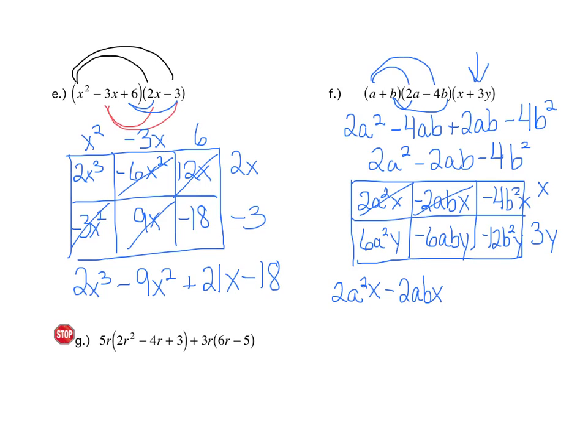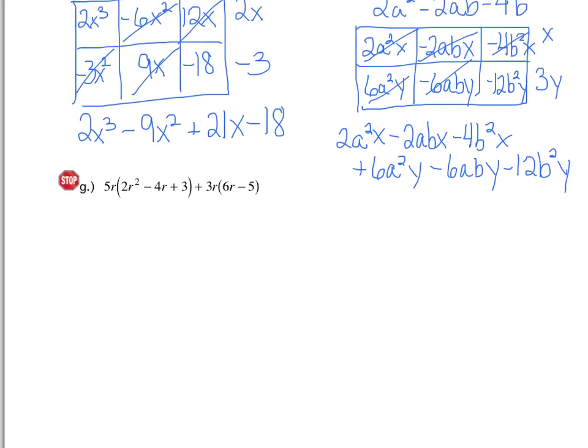Then we have a b squared x. No other b squared x's, so it's just minus 4b squared x, and I'm going to run out of room, so I'm going to write this below it. A squared y, no other a squared y, so it's going to be plus 6a squared y. aby, no other ones. And then finally minus 12b squared y. Okay, so that one was kind of unusual in the fact that there were no like terms at the end. Typically that doesn't happen, but if it does, oh well.